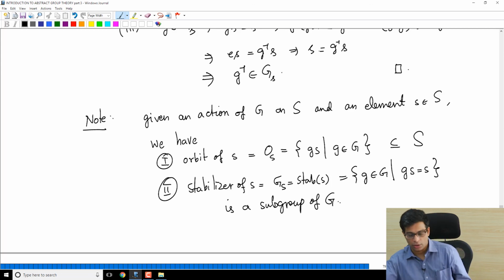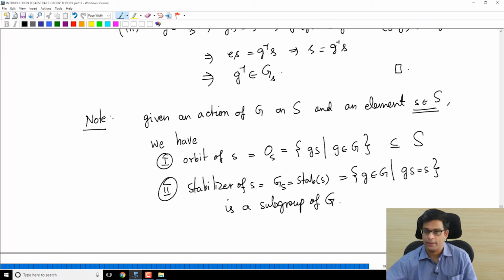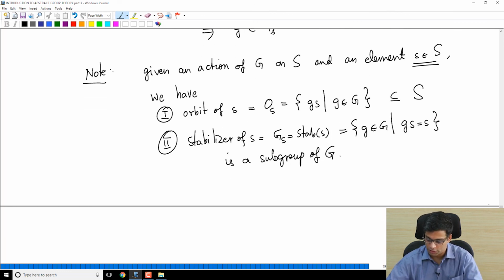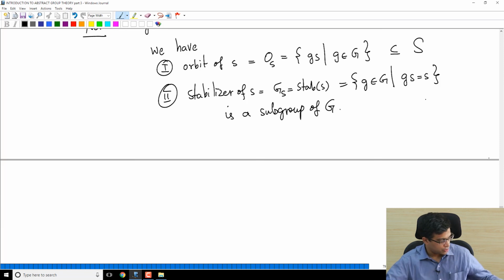Right? This is the situation now. So we have attached to a single element of capital S something called orbit, which is a subset of capital S. Remember, capital S is just a set, so we can't talk about a subgroup or anything like that. It is just a subset. Stabilizer is a subgroup of capital G. So there are two things. So stabilizer, and I will do in a later video examples of stabilizers in more detail.